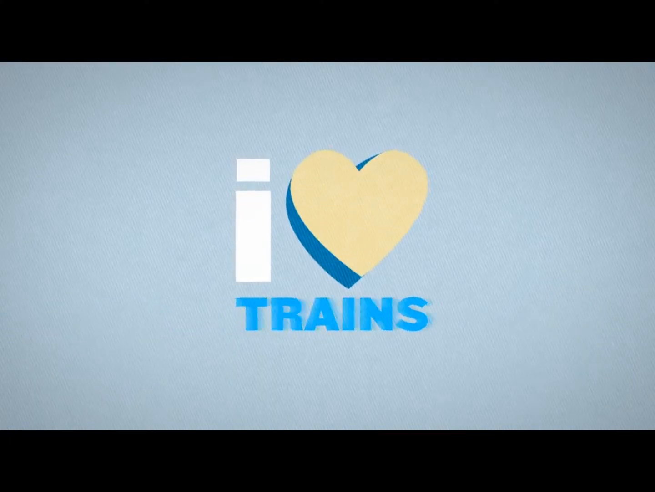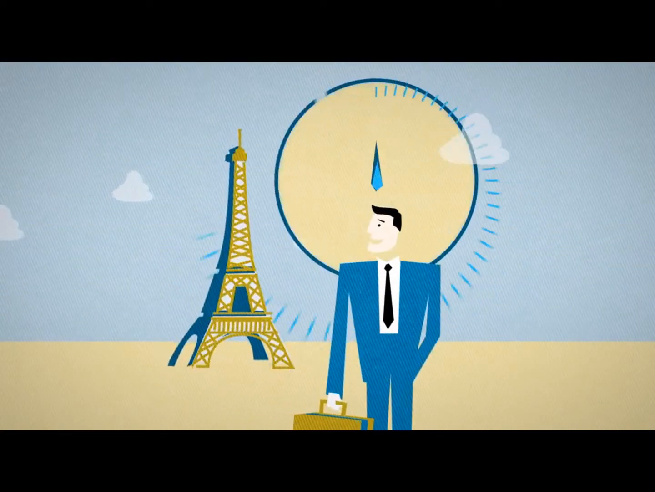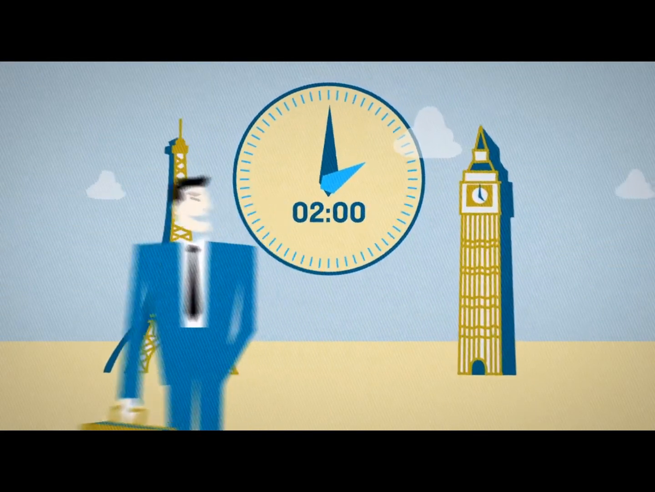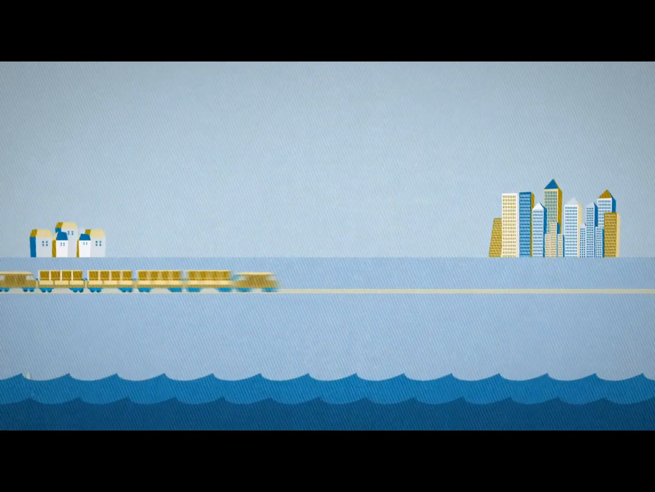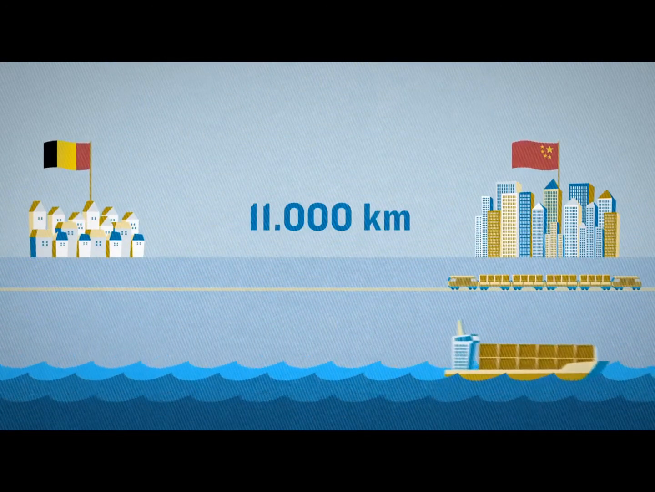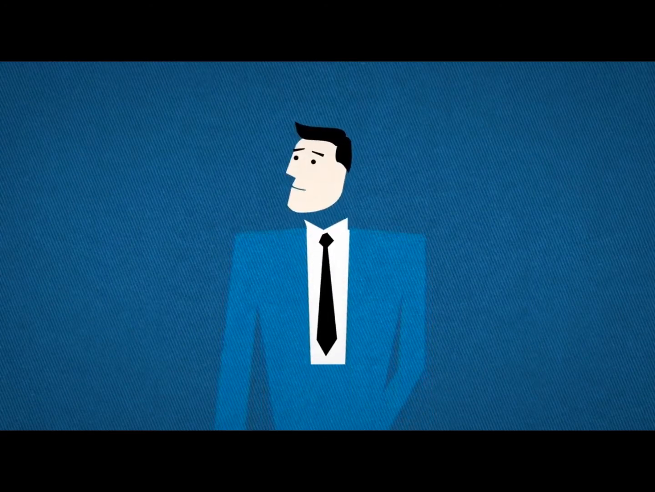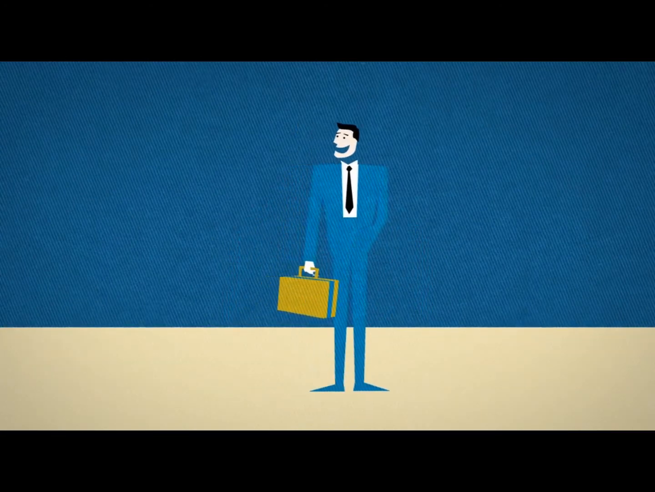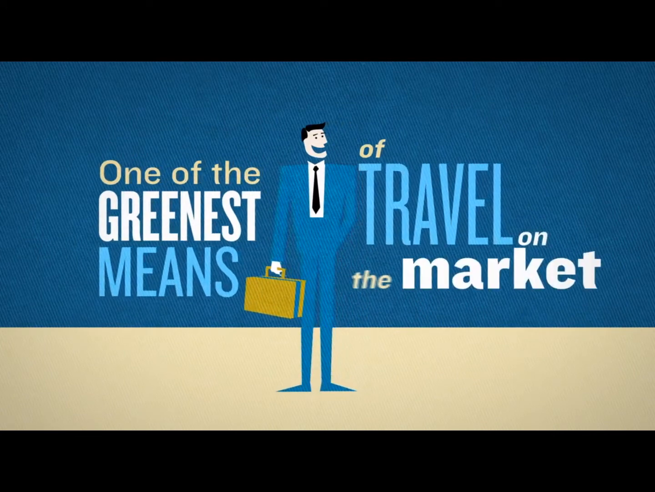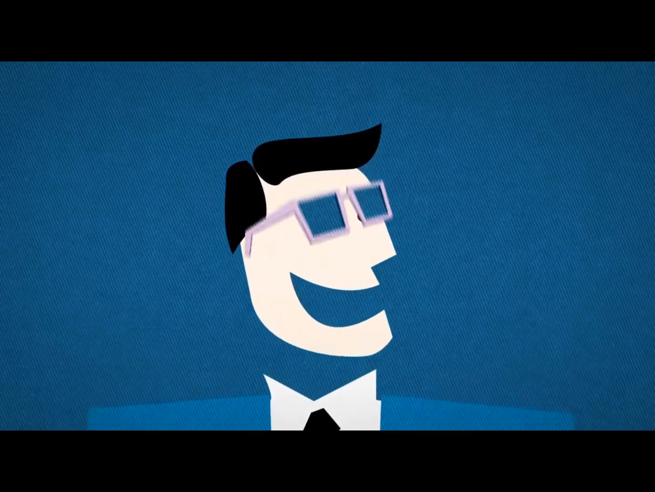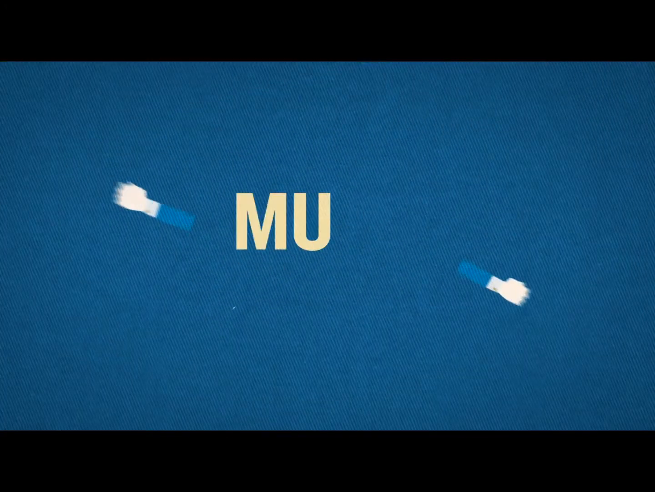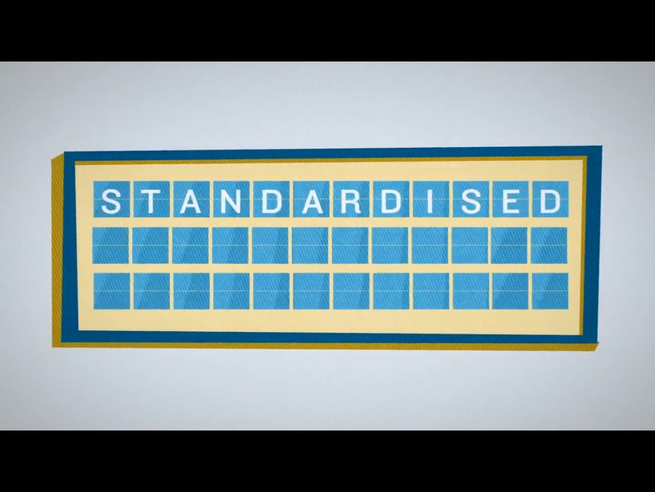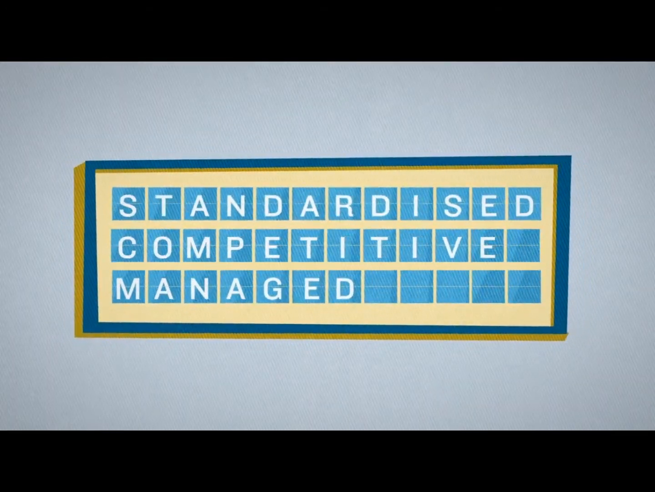You like trains? Paris-London takes you 2 hours seated in a comfortable compartment. Your goods cover 11,000 kilometres, twice as quickly as by ship. And the ecologist inside you smiles at the thought that you are using one of the greenest means of travel on the market. You think that is excellent? But we are here to tell you it could be much better, provided that it is transformed into a standardised, competitive and better managed sector.